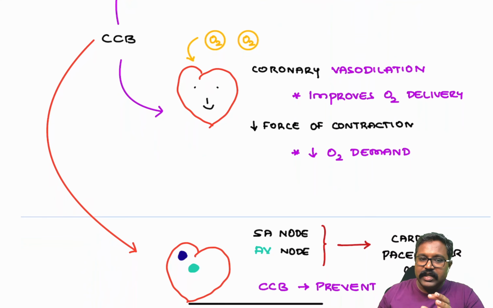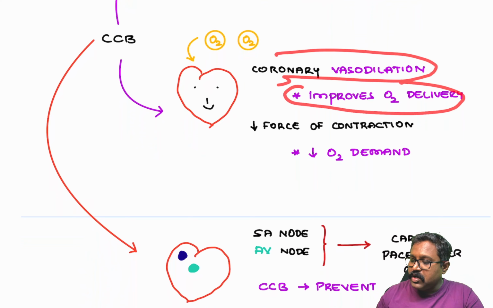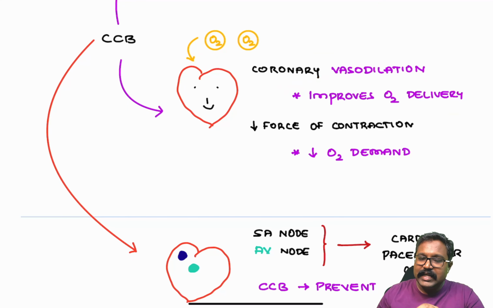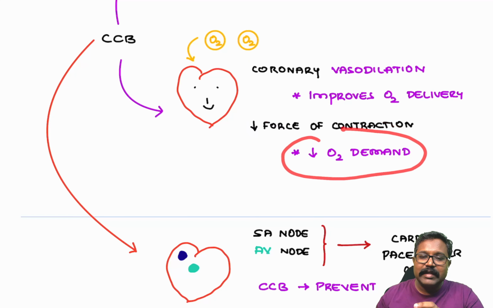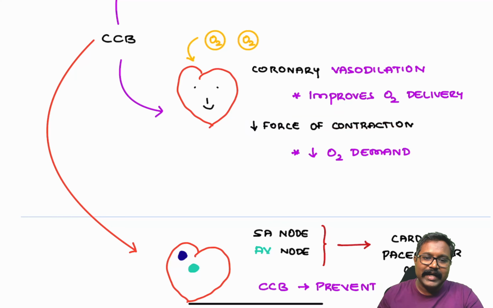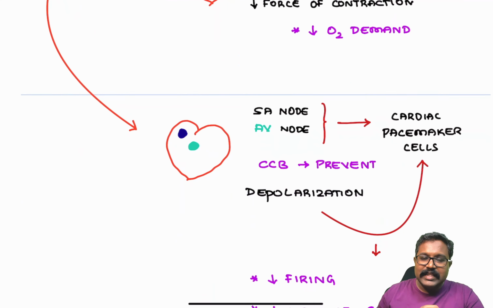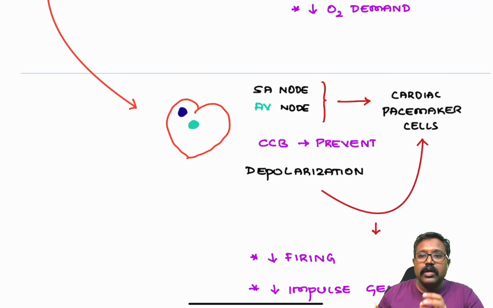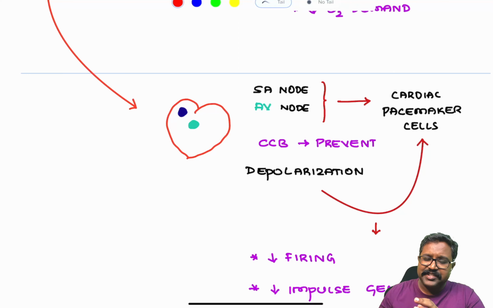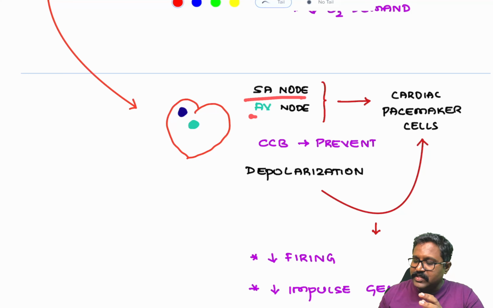And next is the cardiac system. Since it causes coronary vasodilation, it is going to improve the oxygen delivery into the heart. Also, simultaneously it is going to decrease the force of contraction of the heart, thereby decreasing the oxygen demand or oxygen required for cardiac functioning. Apart from that, these calcium channel blockers will also reduce the mechanism of impulse generation as well as conduction, which are produced by the SA node as well as the AV node.